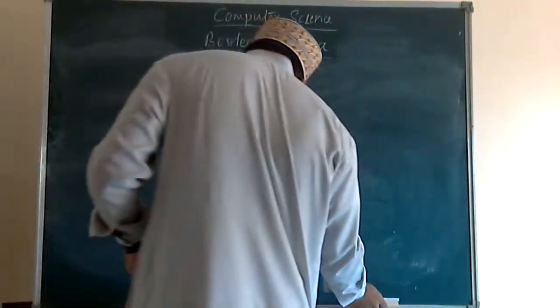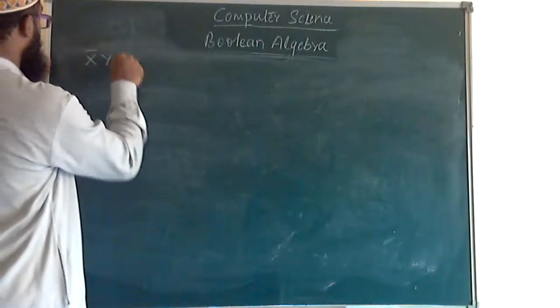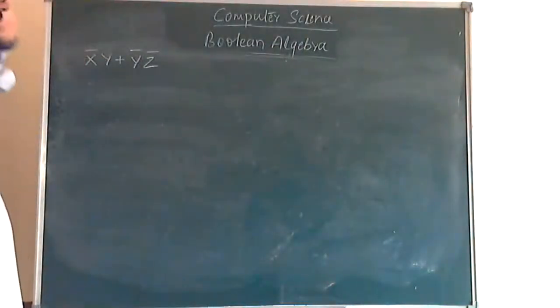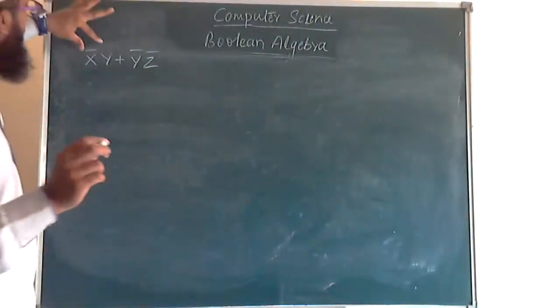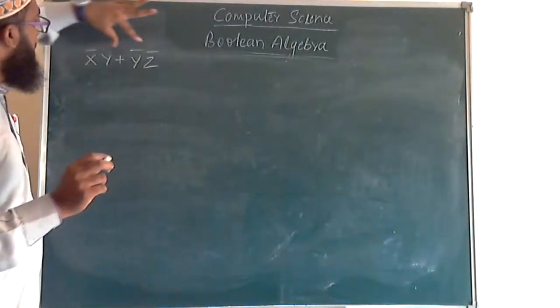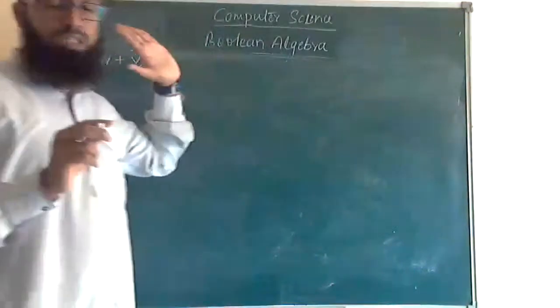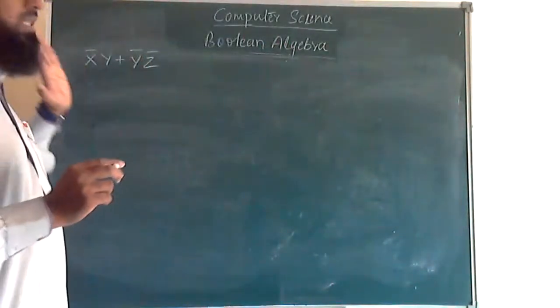I will take one value here: x bar y plus y bar z bar. Now we have to get the canonical SOP form. In canonical SOP form, x, y, z must be present in every term, like that. Any number of literals it may be. Okay, we have to derive it like this.